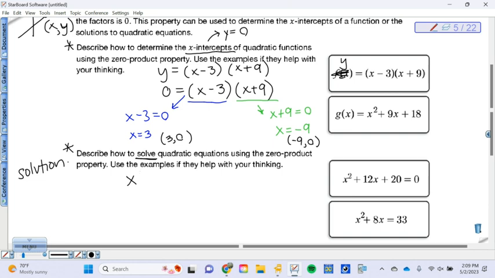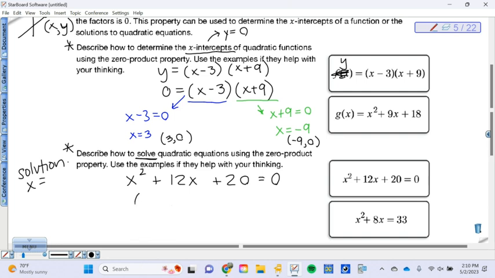So I have x squared plus 12x plus 20 equals 0. All right? When it's asking for a solution, my answer needs to be x equals something. I need to figure out what x needs to equal for this equation to be true. What form does this start out in? Standard form. What do I need to do first before I can solve it? Yeah, we've got to factor it. I've got to put this into factored form.